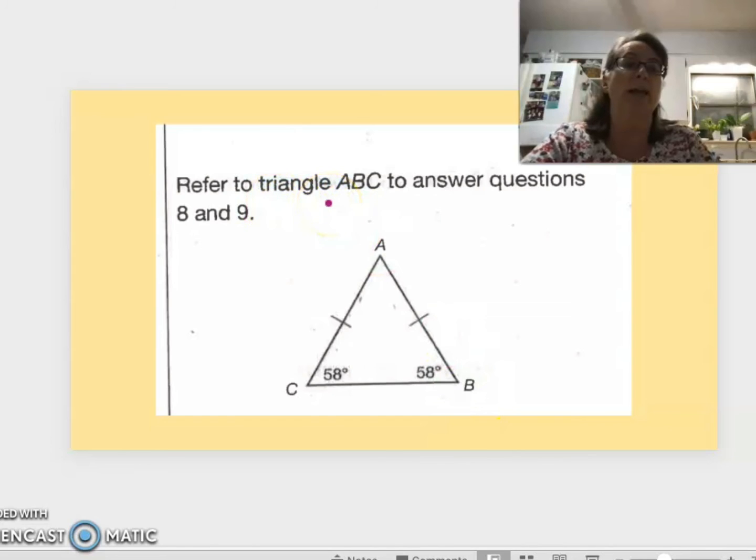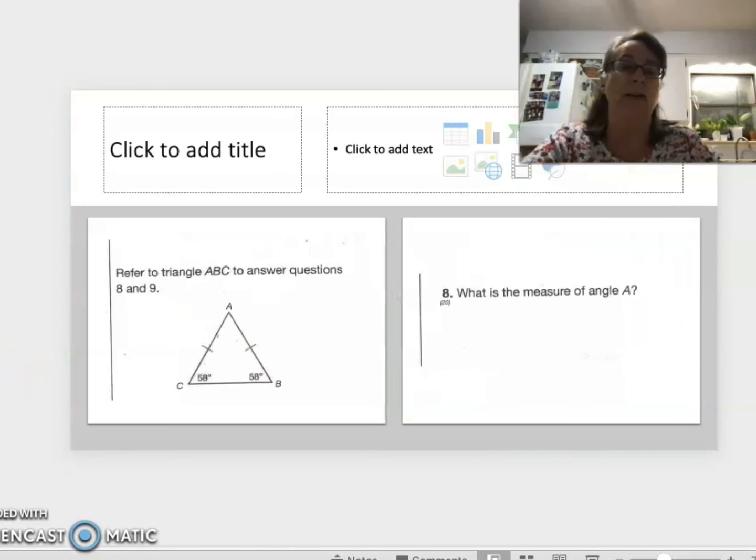Okay, so we're doing 8 and 9 with one picture. Refer to triangle ABC to answer the questions 8 and 9. So here is the triangle. We have a 58 and a 58. What is the measure of angle A? Well, measure of angle A is right here. We know that there are 180 degrees in a triangle.